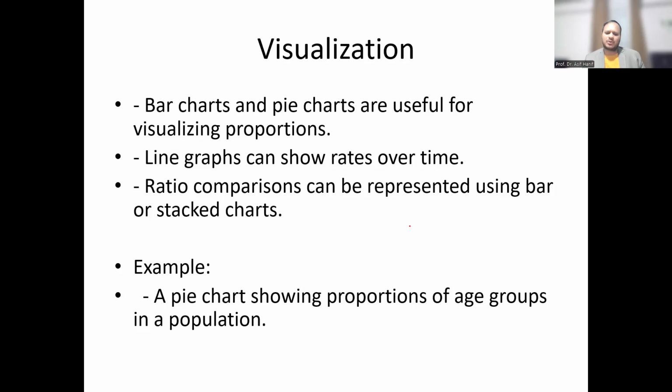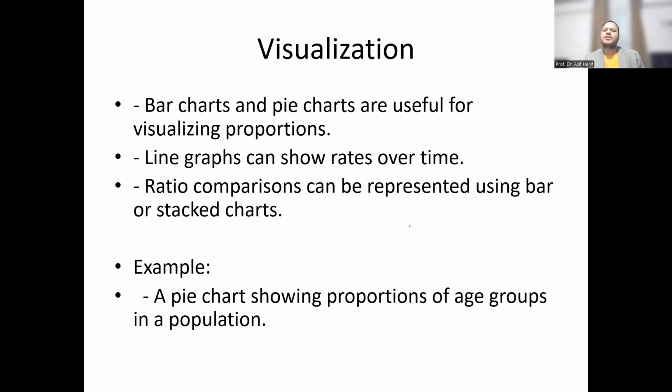A pie chart shows the proportion of age groups in a population. Ratio comparison can be presented using a bar chart. A line graph can show rates over time. It can show the trend. And bar charts and pie charts are also used for visualization of proportion. So here, the purpose of this content is to tell you a bar chart can be used for proportions, a line chart used for rates, and ratios can be presented with a bar chart as well, or a stacked or multiple bar chart.